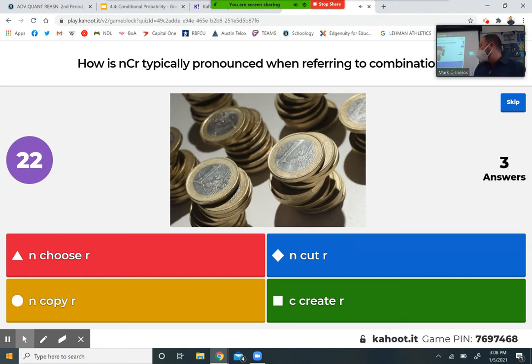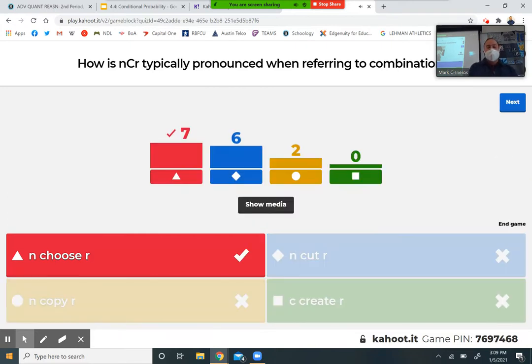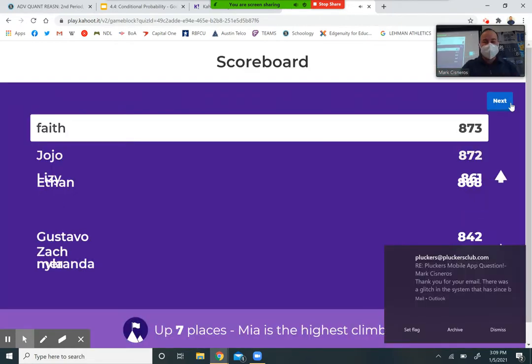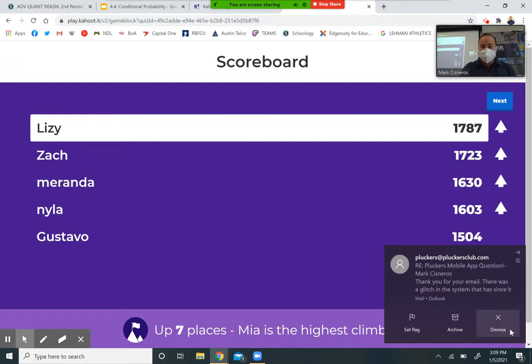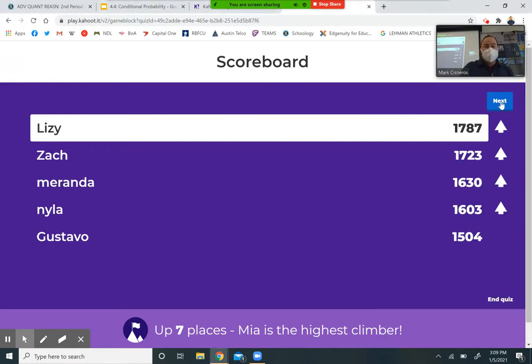Is it N choose R, N cut R, N copy R, or N create R? This was in your notes. It was in the first assignment. If you did that first assignment in the Pear Deck, it took you to another website to type these into the calculator. What does the C stand for? Choose, yeah. You're choosing R amount out of a total N possibilities. Okay, Lizzie's up top.